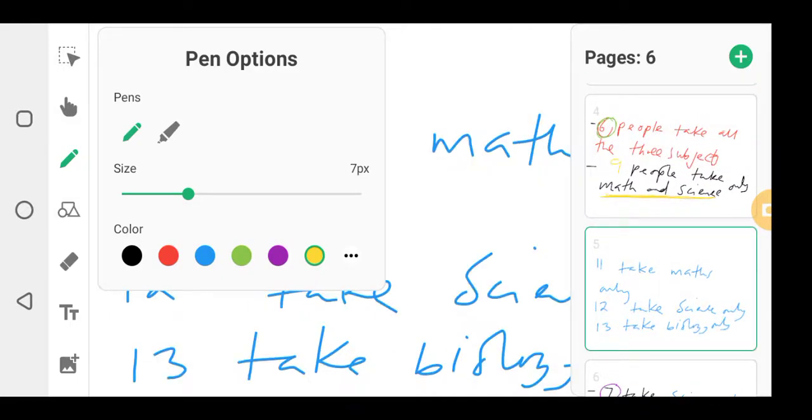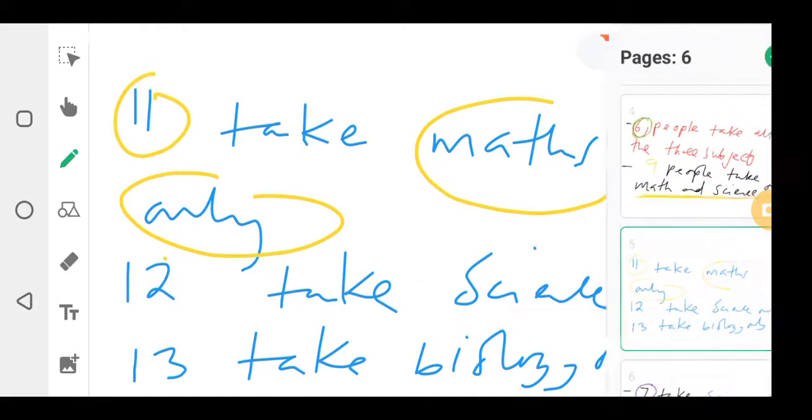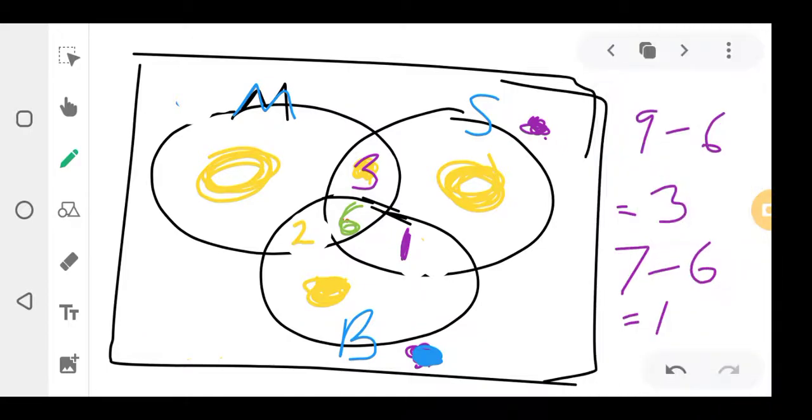So you come to your data here. They said 11 took maths only. So you go where maths is. They didn't say maths, they said maths only. So if they said maths only, you put it here. It's 11 that took maths only. Oh, this is for science, sorry. So I'll rub here. They said 11 took maths only, so it means 11 comes here.